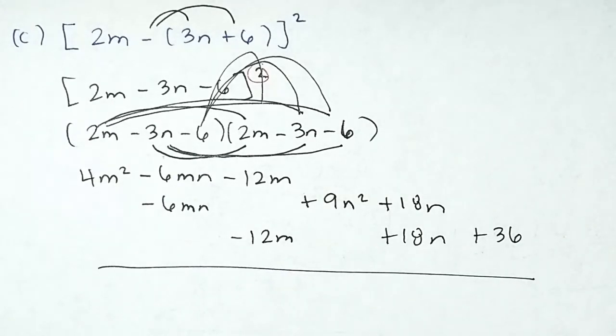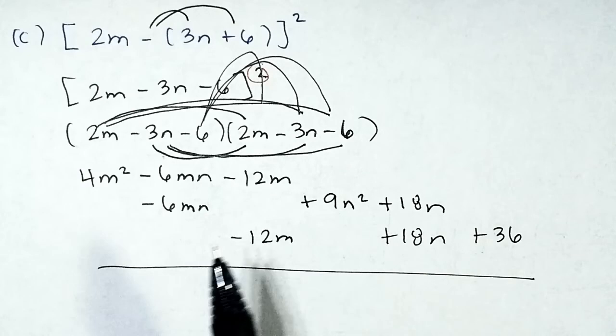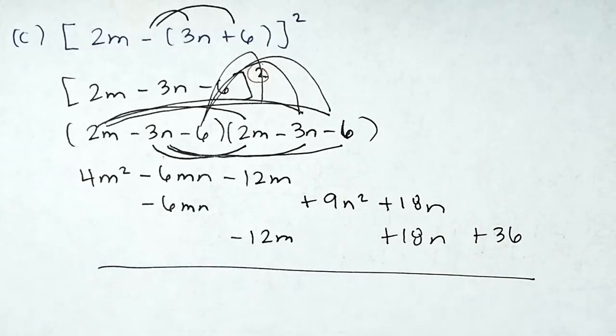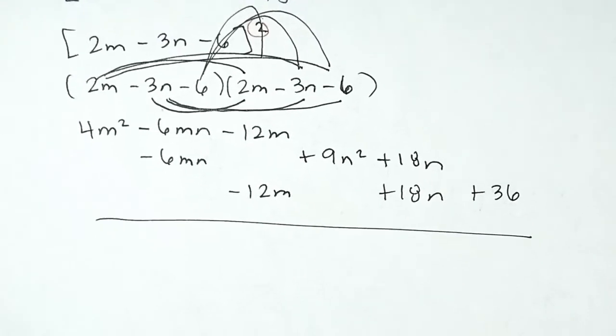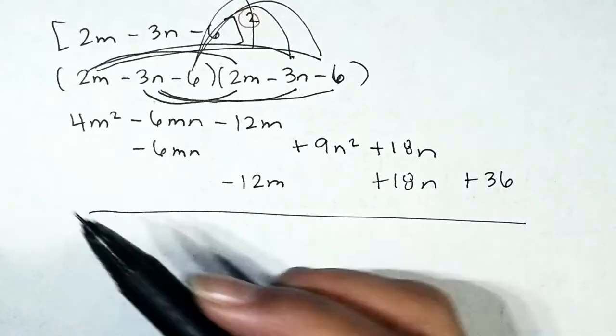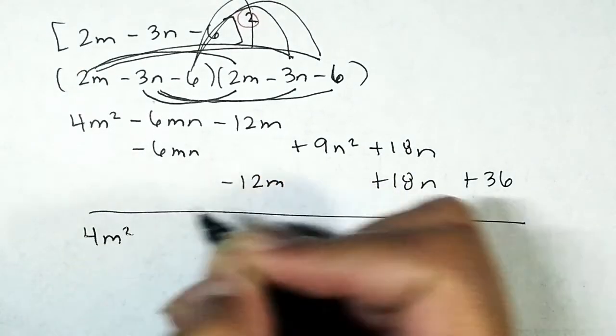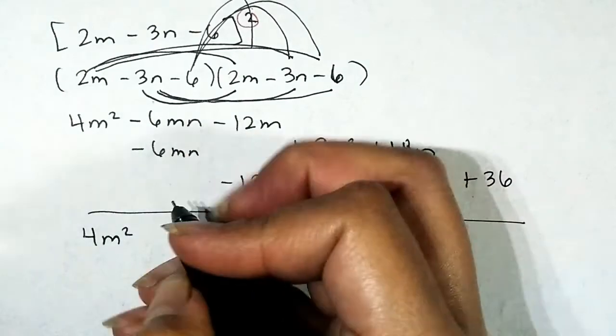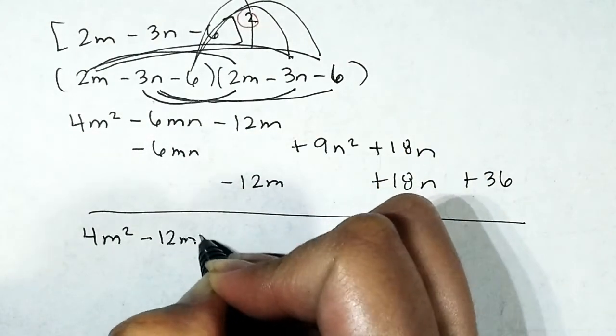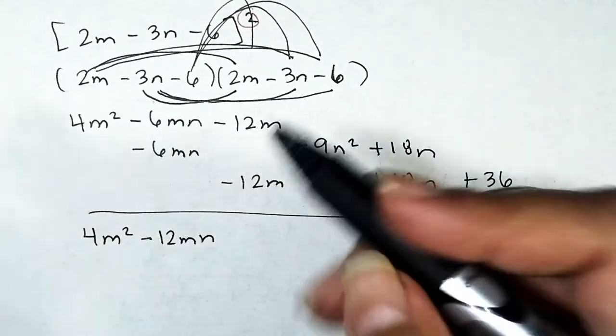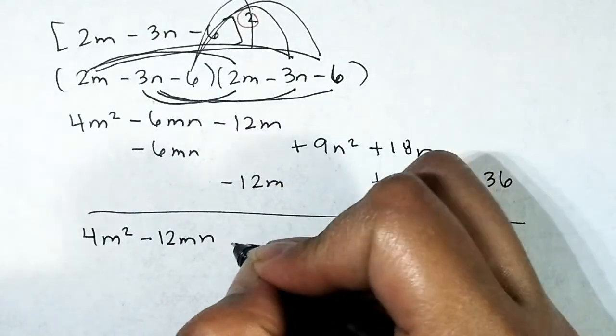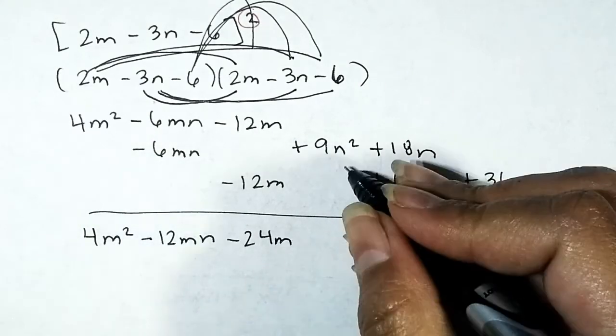If you were lining up the terms as you were finding the products, and if you lined up some terms, that means that you can simplify the expression. Okay, I need to breathe. All right. So we only have one m squared term. The sum of the mn's will give us negative 12mn. Okay, negative 6 minus 6, negative 12. The sum of the m's will give us negative 24m. There's only one n squared term.